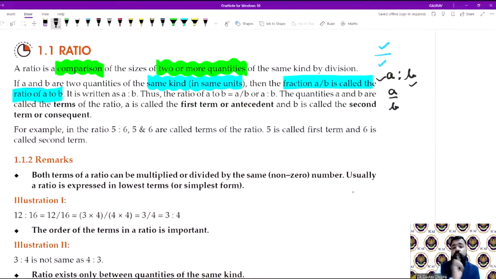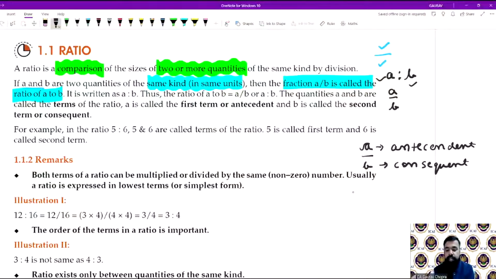Now, the first term, A, is known as the antecedent. And the second term, B, is known as the consequent. All right, so antecedent and consequent.